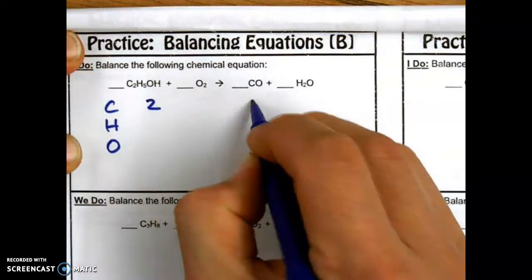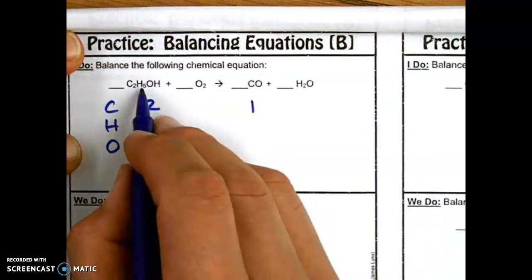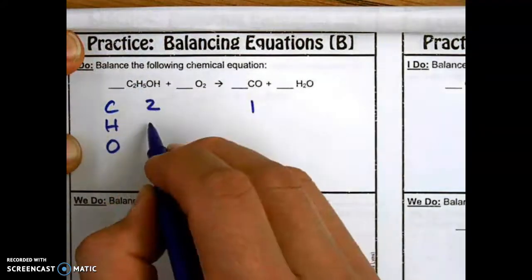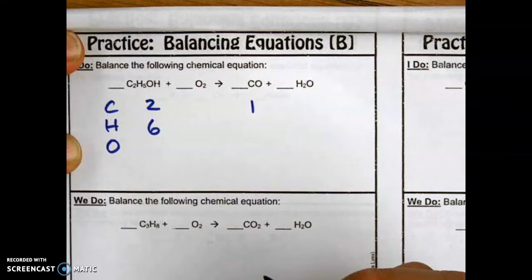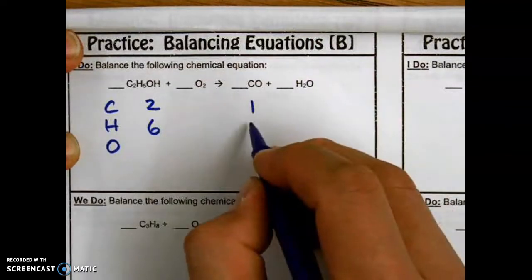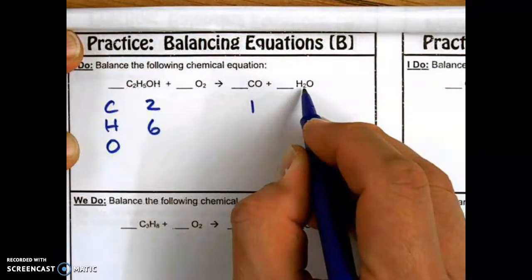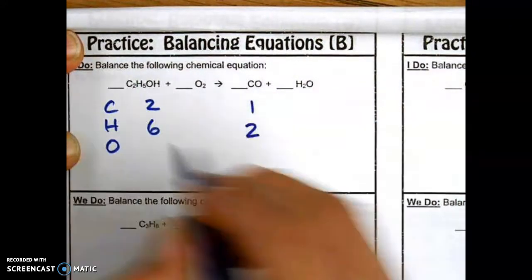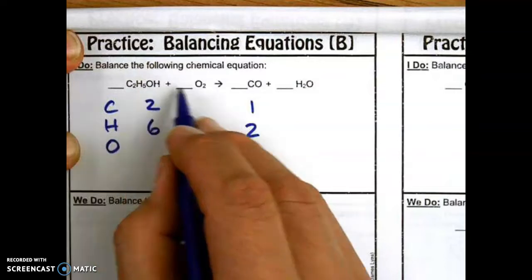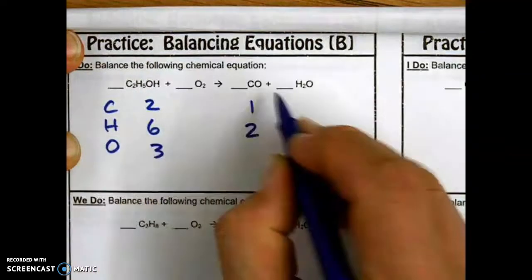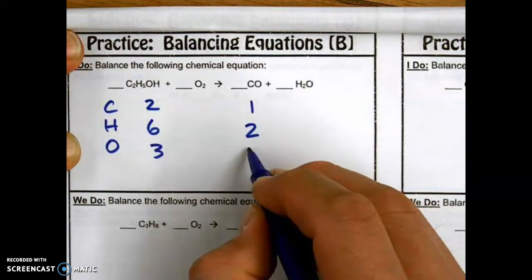How about on the product side? We have 1. How about H's? We have 5 plus 1, so we have 6 on the left side. How many H's on the right side? 2. How many O's on the left side? 3. How many O's on the right side? 2.